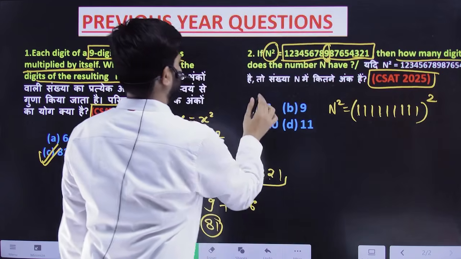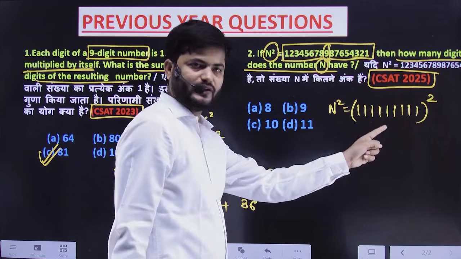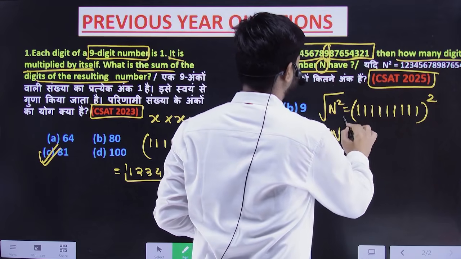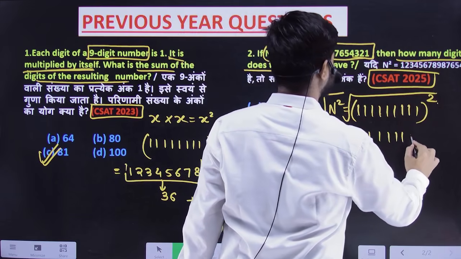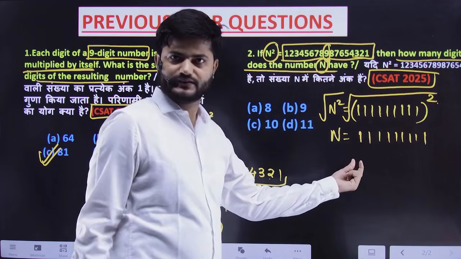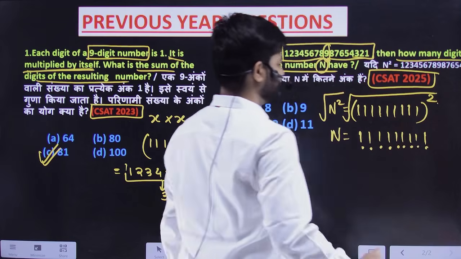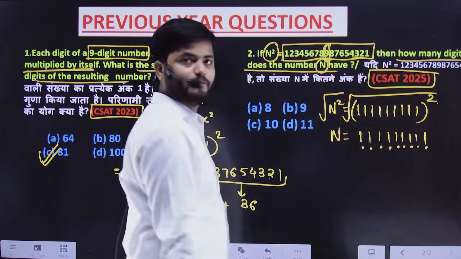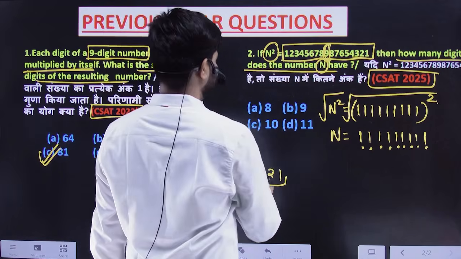How many digits does the number n have? This is n square. When we have to find n, we do the square root on both sides, and the square will be cancelled out. N equals 1 2 3 4 5 6 7 8 9. This is n. How many digits are there? See here, 1 2 3 4 5 6 7 8 9 digits are there. And this is the maximum value, up to 9. Maximum 9 times 1 is written in that number. Okay, 9 is the number of digits in n.